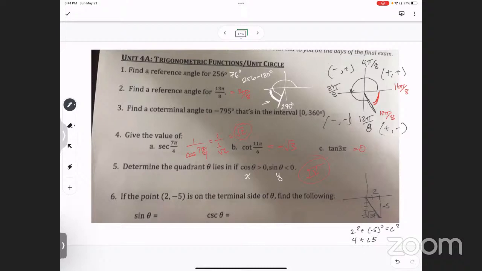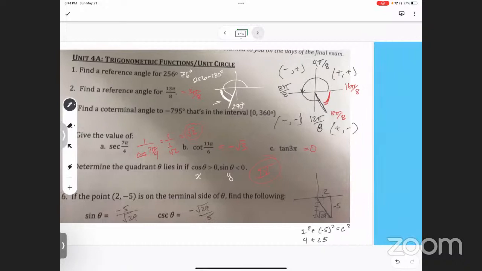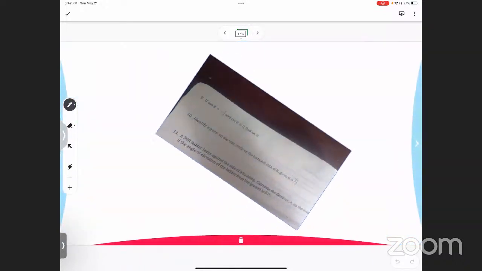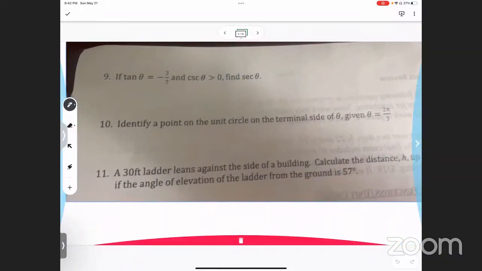So the sine is opposite over hypotenuse, negative 5 over root 29. Yep. Got it. Cosecant is the reciprocal of the sine, so it's just negative root 29 over 5. Yep. Good? Yep. And then I've got to find that real quick.